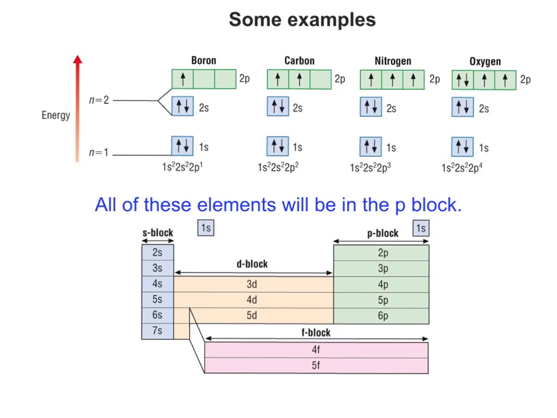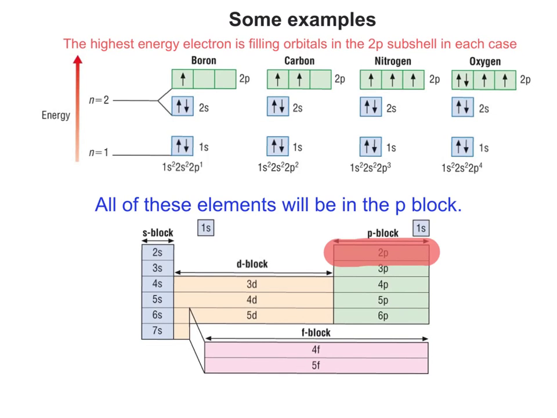Here are 4 examples: boron, carbon, nitrogen and oxygen. There are 2 things you can get from this. First of all, they're all in the p block, and secondly, they're all filling the 2p orbital, or should I say the 2p subshell. If you check your periodic table, you can see the area where they're all found. So it's no coincidence. The periodic table does go with the orbital model of electron configuration. The highest energy electron is filling orbitals in the 2p subshell in each case. These have been highlighted in green on the diagram so you can see the highest energy electron.